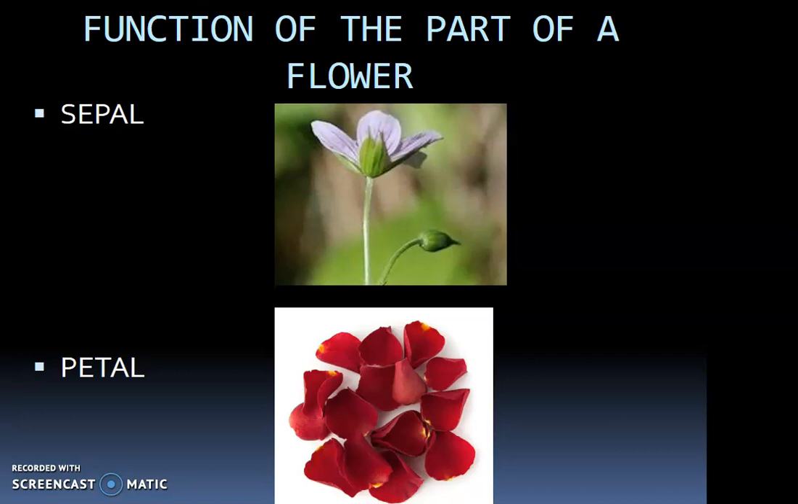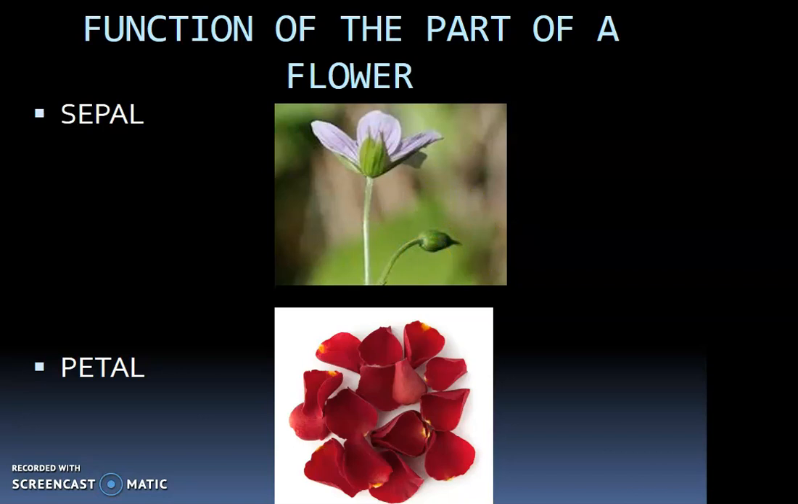So if you look at this image here, you can see that it has opened and you can see the colorful petals showing. That is the flower. But before it showed as this, it was in the form of this bud. And this bud, this green part, this leafy part is what we call the sepal. So the sepal is a small leaf-like structure found at the base of the flower, which protects the flower during the bud stage. I hope you remember that.